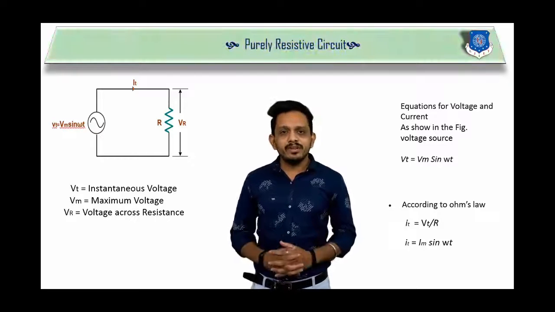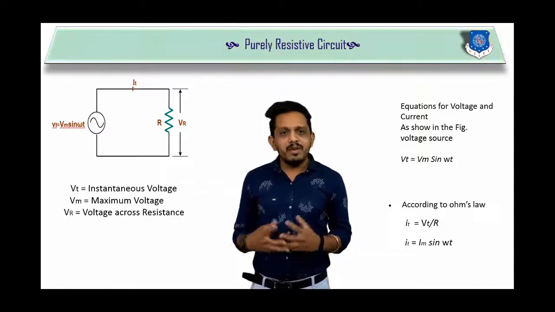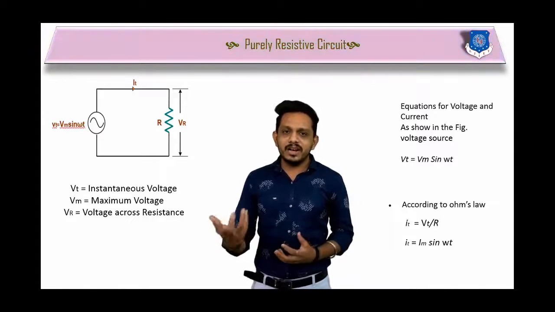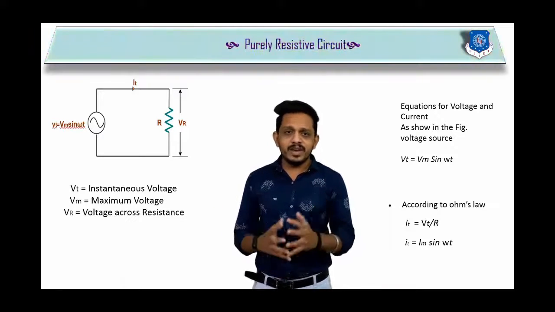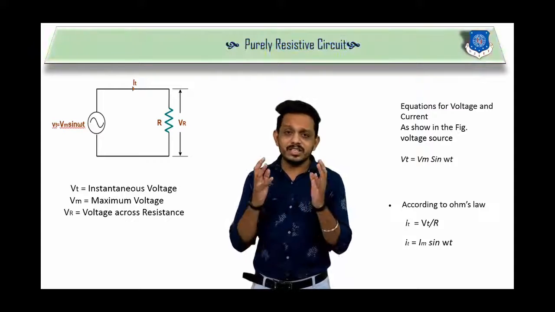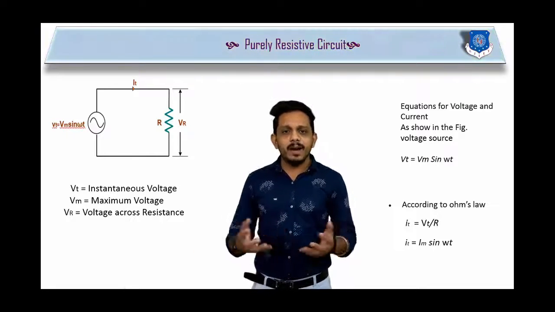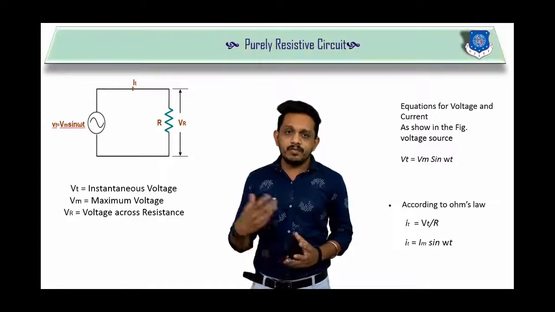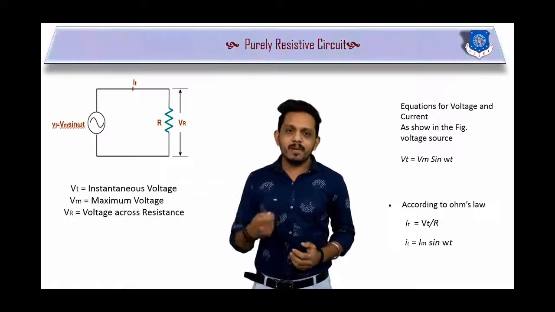To derive the equation of current through this circuit, we need to apply KVL, or you can say Ohm's law. And we know that Ohm's law is the relationship between voltage and current in any type of conductor. So whenever we are taking only a resistor, if it is a purely resistive circuit, then the equation will be I equals V by R, because that is Ohm's law. Ohm's law states that V equals IR, so I must be V upon R.